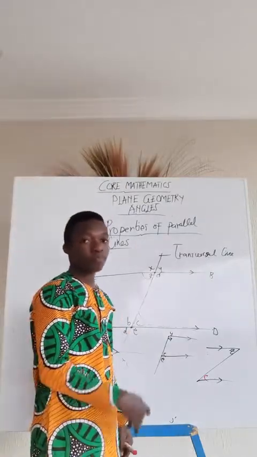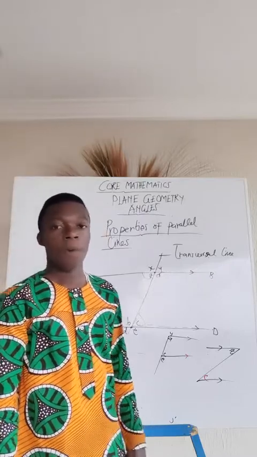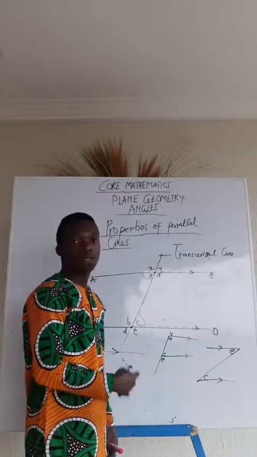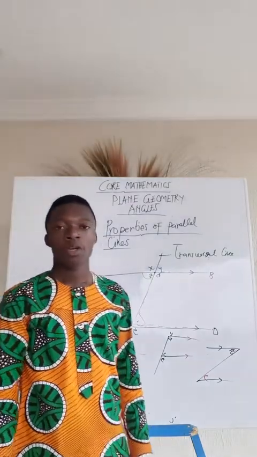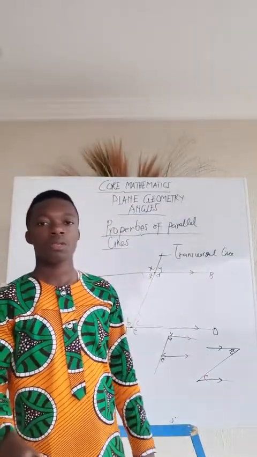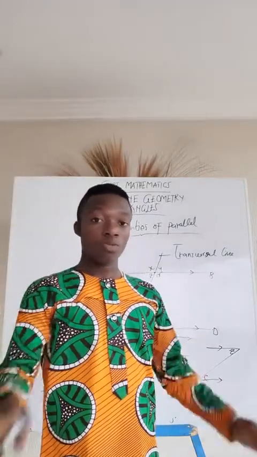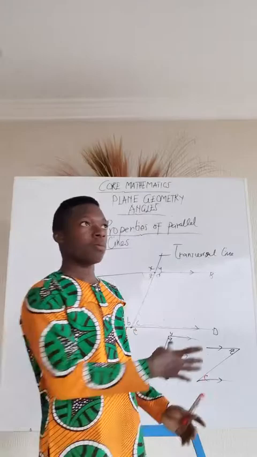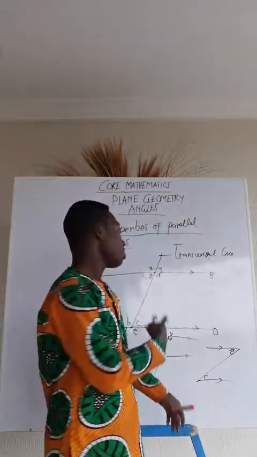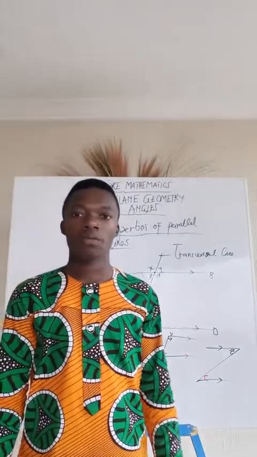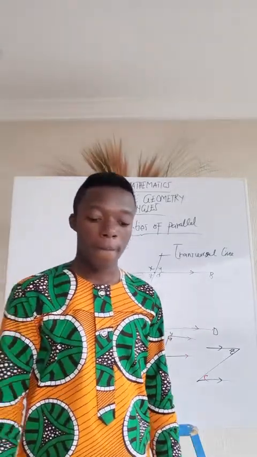So that is it for vertically opposite angles and the angles we are talking about so far. We are going to take two questions, let's say three, where we summarize what we have done so far, from the types of angles to the properties of parallel lines. Then we will continue from there. All right.